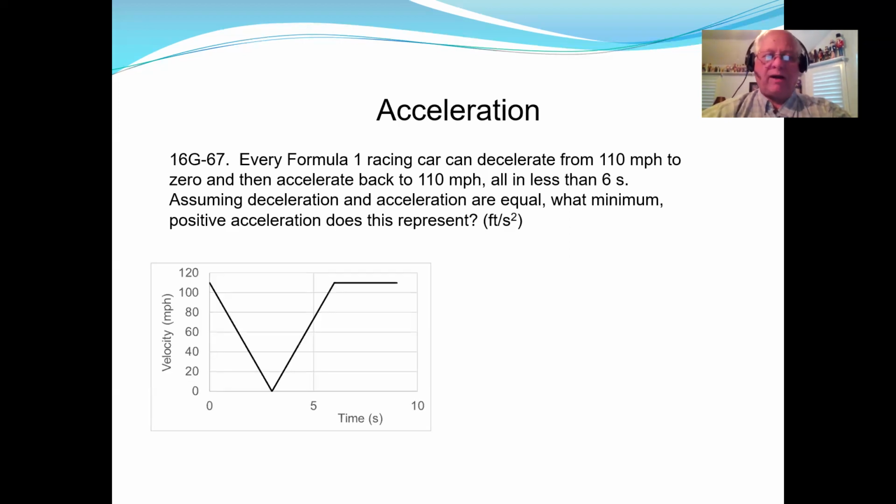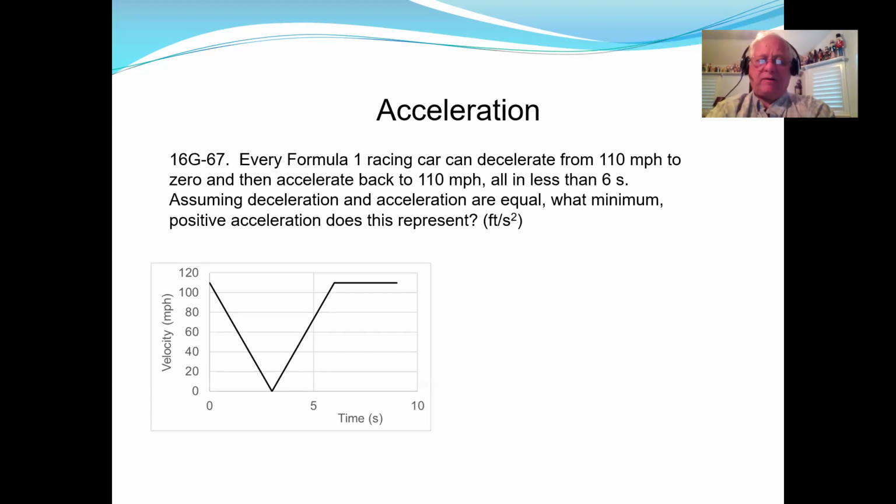So we can work this problem. I would imagine in my head a plot like this if I were working it. I start at 110 miles an hour on my velocity time plot. I decelerate to 0 in 3 seconds, and then I accelerate back up to 110 miles an hour linearly in 3 more seconds to give me a total of 6 seconds. So the minimum positive acceleration would take the full 6 seconds. And so I can get the acceleration in a fairly straightforward manner, because if I look at the right side of the acceleration from 3 to 6 seconds, I simply calculate the slope.